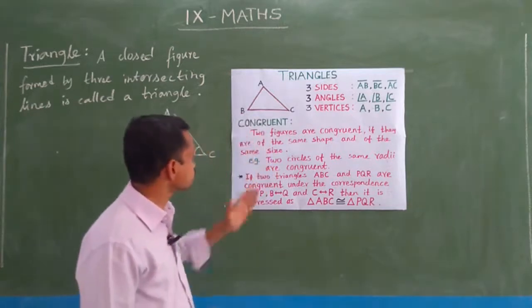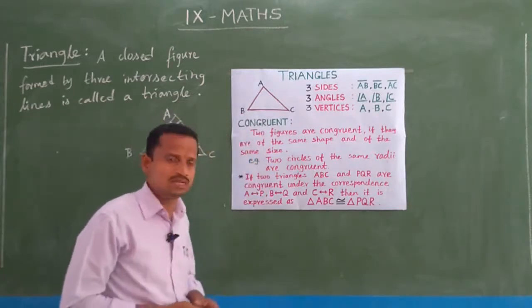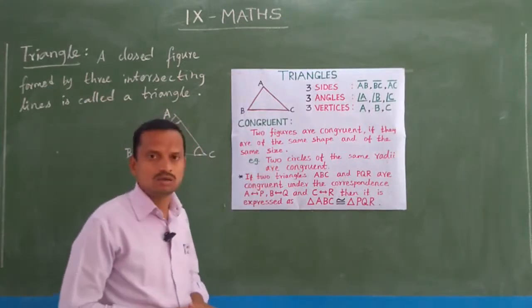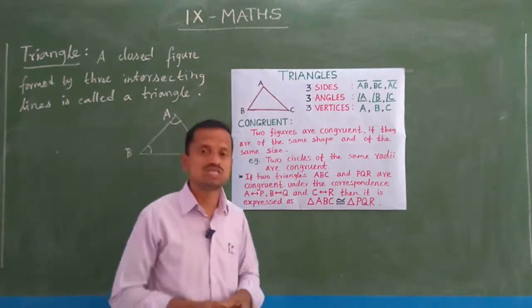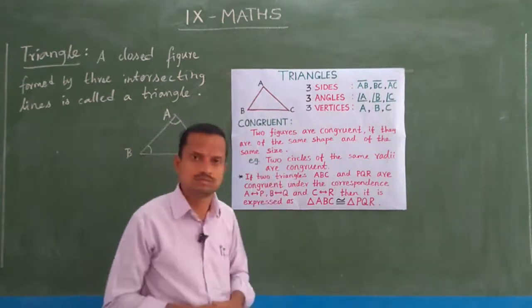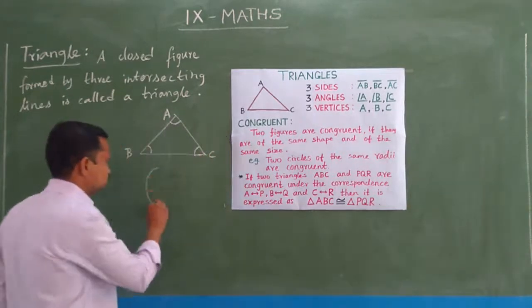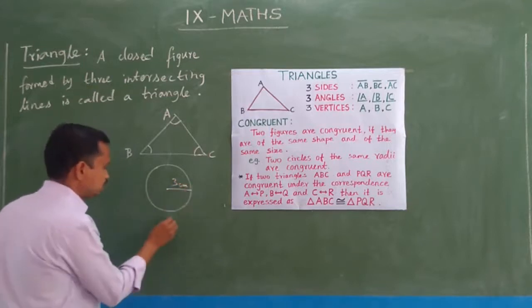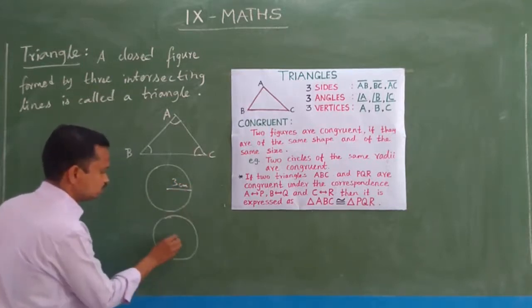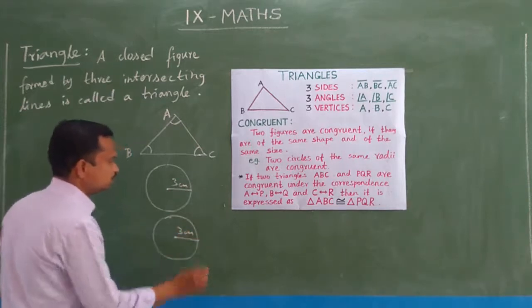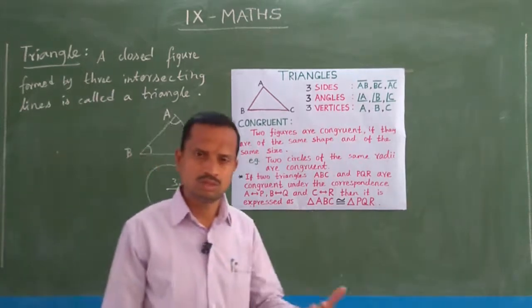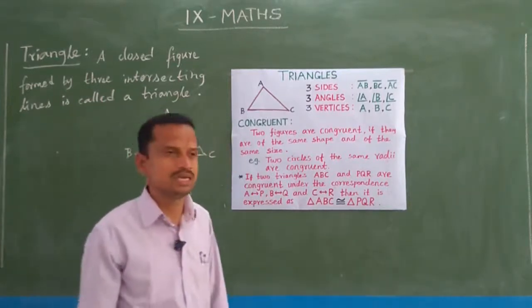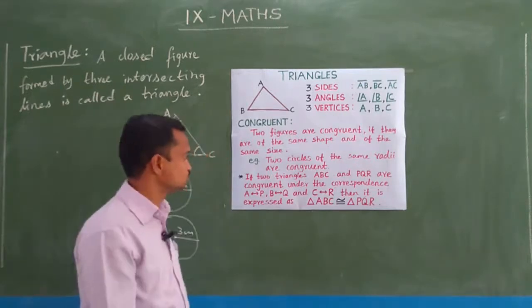Mathematically, we can give the example that two circles of the same radii are congruent. We can draw one circle with radius 3 centimeters. If you draw another circle, also with radius 3 centimeters, they are congruent, since the radii are the same. So two circles of the same radii are congruent. This is called congruent.